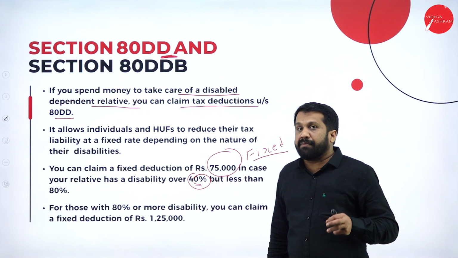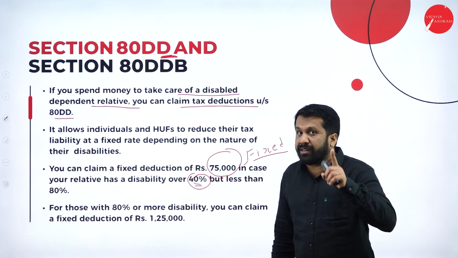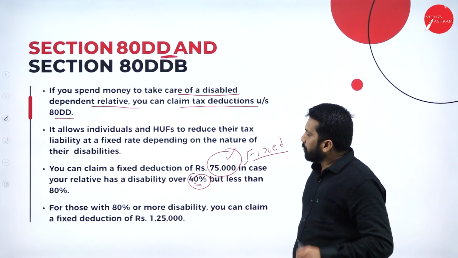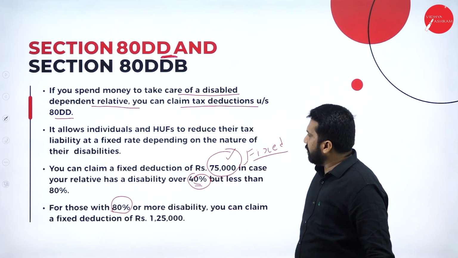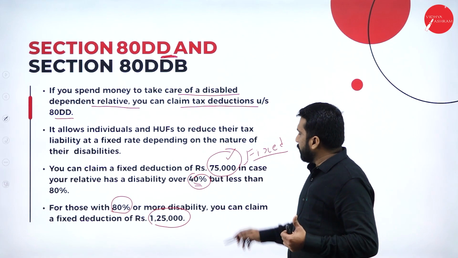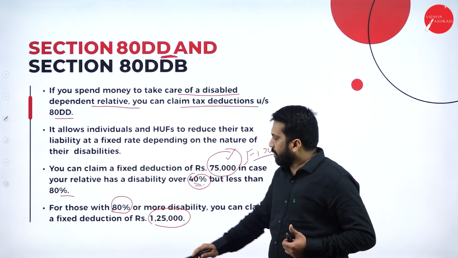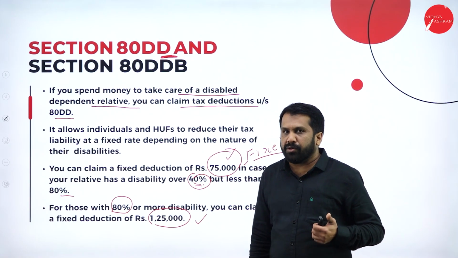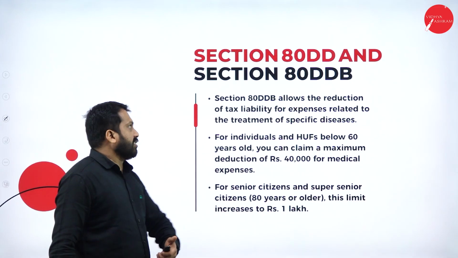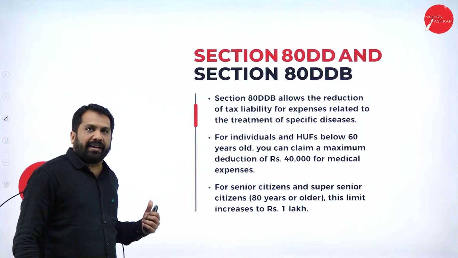What is fixed? Even though you spend 5,000, you can claim 75,000. Even though you spend 1 lakh, you can still claim only 75,000. That is fixed. If the disability is above 80%, then you can claim up to 1,25,000. Disability 40 to 80%, 75,000, and above 80%, it is 1,25,000. Hope you are clear. Yes. Now, once you are done with this, we'll go to the next one. Section 80DD and 80DDB. We already learned 80DD.